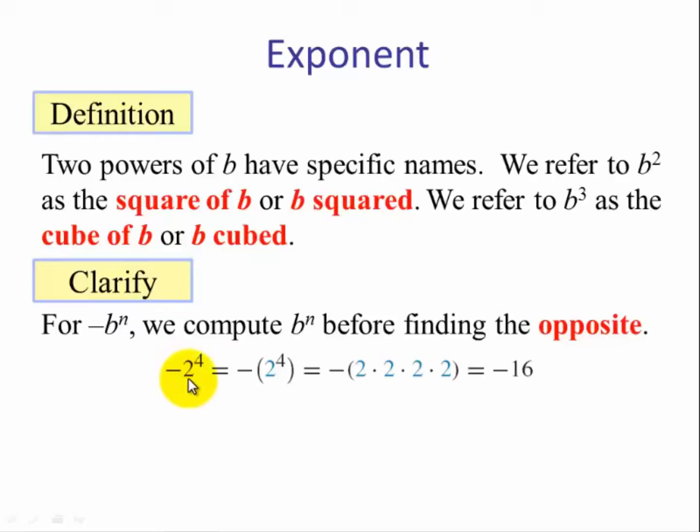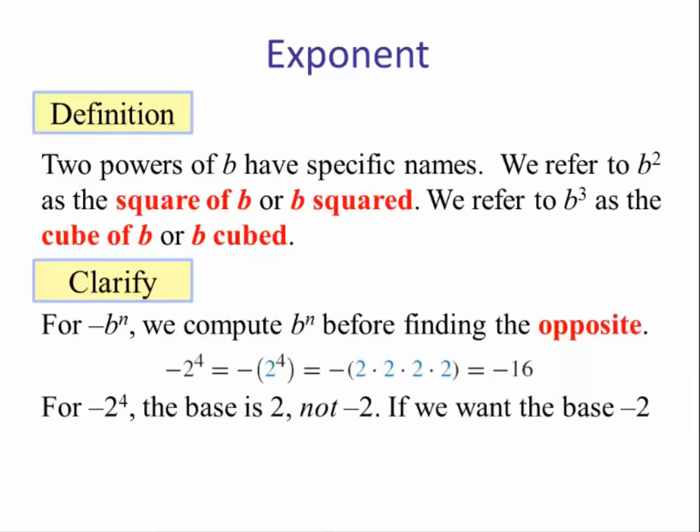So negative 2 to the 4th means a negative 1 times a base of 2 raised to the 4th power. We compute 2 times 2 times 2 times 2 first. So we do the exponent first, which is 16, and then we multiply it by a negative 1, and we get a negative 16. Now if we want a base of negative 2, we put parentheses around the base, and then we raise it to the power.